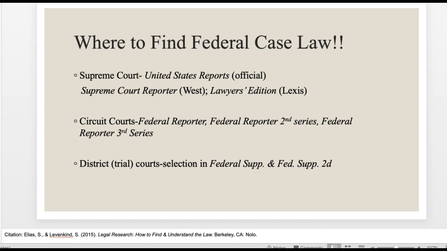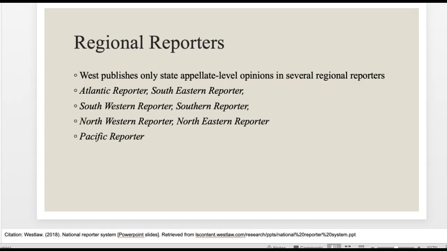Federal Circuit Court decisions are published in West's unofficial Federal Reporters, Federal Reporter Second Series, and Federal Reporter Third Series. A selection of federal trial or district court cases are published in West's Federal Supplement or Federal Supplement Second Series. In addition, West publishes state appellate level opinions in several regional reporters. These are the Atlantic Reporter, Southeastern Reporter, Southwestern Reporter, Southern Reporter, Northwestern Reporter, Northeastern Reporter, and the Pacific Reporter.